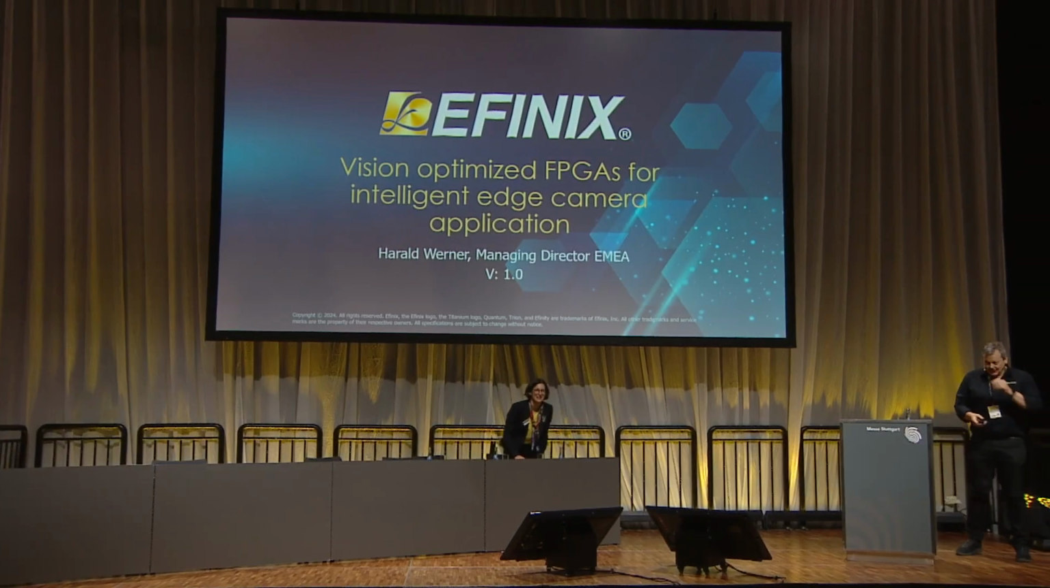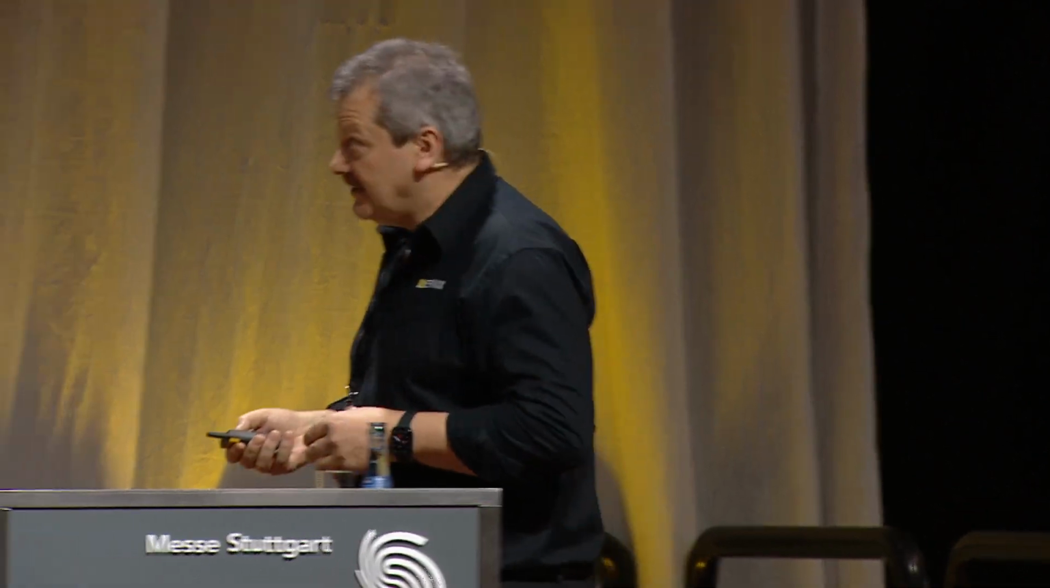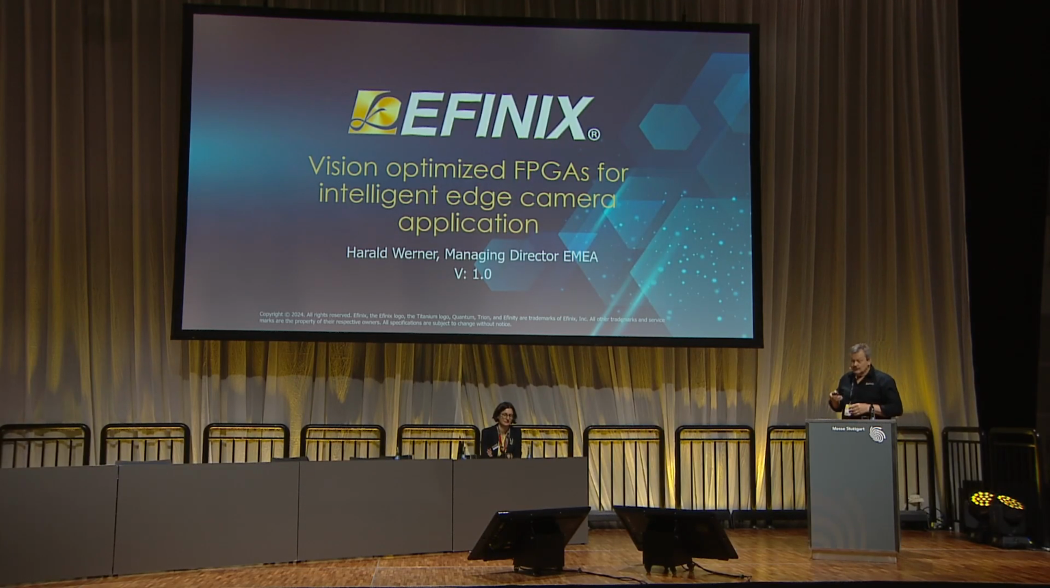Hi. So you heard a lot of edge AI, you heard a lot of cameras. Now we're going a bit deeper into a camera. What do you need to put behind the sensor to do some image processing and all this stuff? And this is where you usually can use FPGAs.